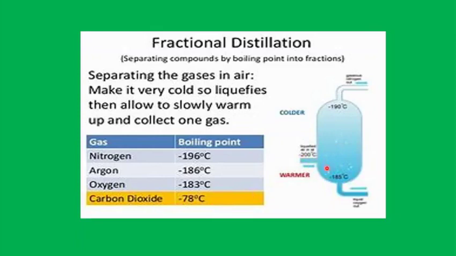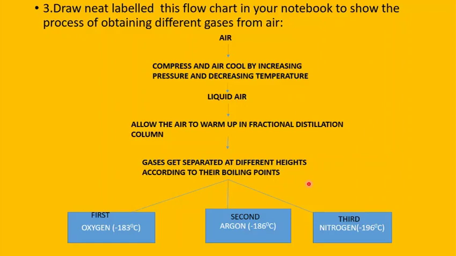So this is how the fractional distillation column works. First the air will be made to cool and then it is made to warm up. So let's study that properly. This flow chart shows how the different components of the air are separated by fractional distillation.